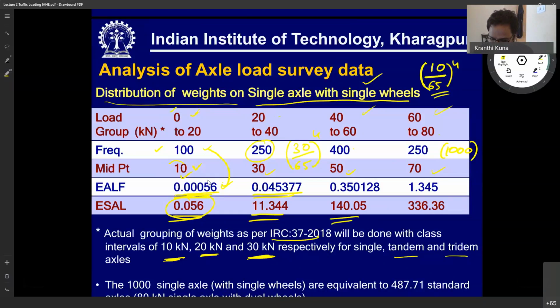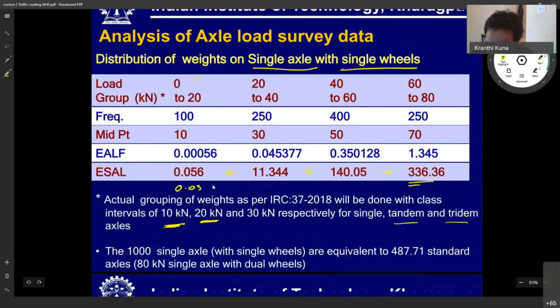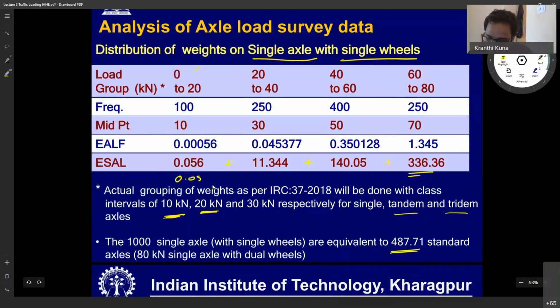So what does this mean? Entire exercise means, so you have 1000 single axle with single wheel loads is equal to how many standard axles? 0.56 plus 11.34 plus 140 plus 336. Okay, which should come around 487.71. What this means is, although you had 1000 single axle with single wheel loads with varying load distribution, that is equivalent to only 487 standard axles. Okay.